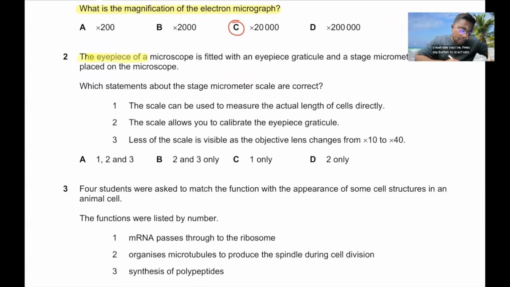Question number 2. The eyepiece of a microscope is fitted with an eyepiece graticule and a stage micrometer is placed on the microscope. Which statements about the stage micrometer scale are correct? The scale can be used to measure the actual length of cells directly. No, we cannot use it directly. All right. So A and C are wrong. The scale allows you to calibrate the eyepiece graticule. Yes. Less of the scale is visible as the objective lens changes from 10x to 40x. Yes, this is also correct. So options 2 and 3 are correct. Question number 2, B.